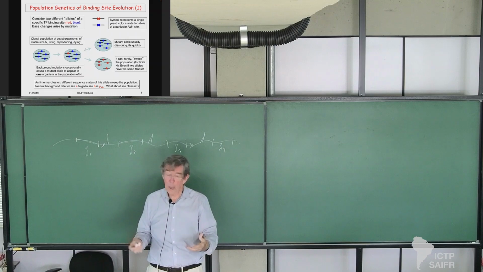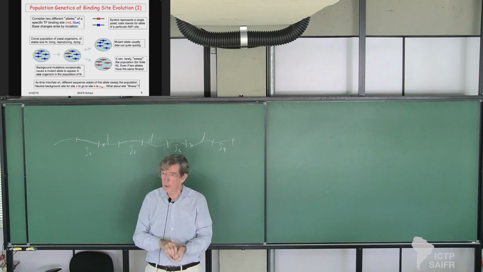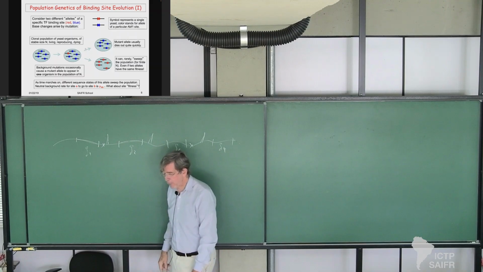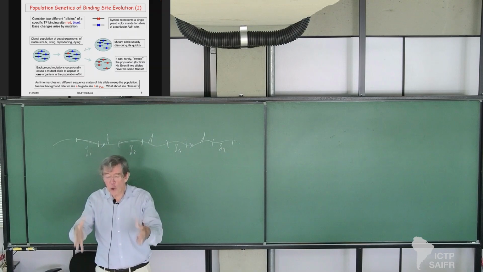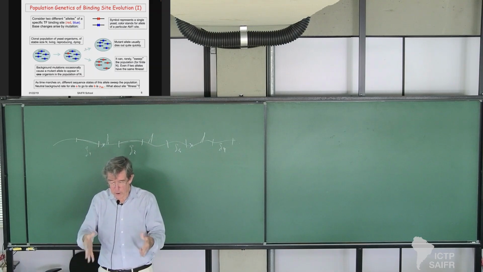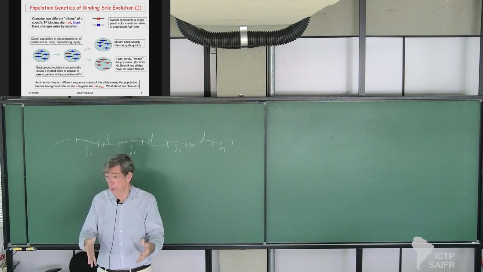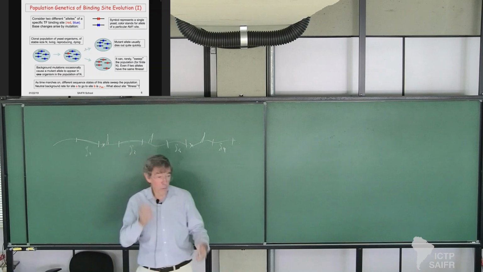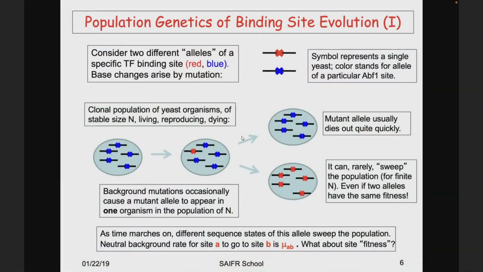So there's a neutral substitution matrix. A goes to C, to G, to T, et cetera. You can work out the underlying base substitution matrix due to mutation. All right? So you have the neutral rate of substitution, or the neutral rate of mutations, and you can now apply that to the things that you're interested in, namely the sequences of the binding sites. Okay, so as time marches on, let's see. All right.